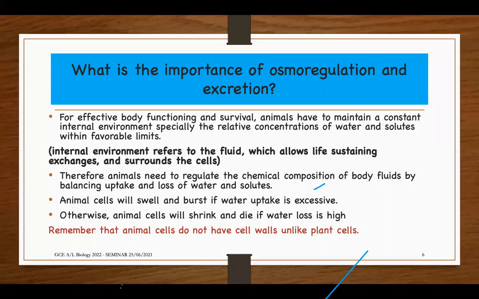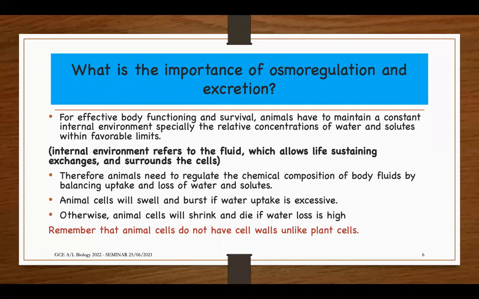To maintain a constant internal environment, children, there has to be a favorable balance between concentrations of water and the solutes. If I'm just going to describe what an internal environment is, it refers to the fluid which allows life-sustaining exchanges and surrounds the cells. Internal environment is the surrounding that covers our cells, children, that helps in exchanges between the blood and interstitial fluid. So in order to maintain this internal environment constant, we must use osmoregulation and excretion.